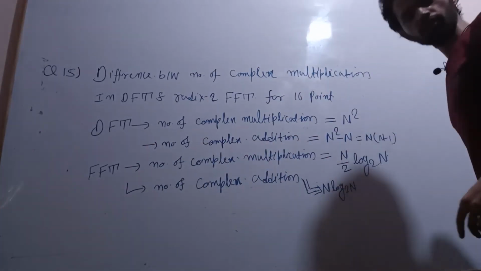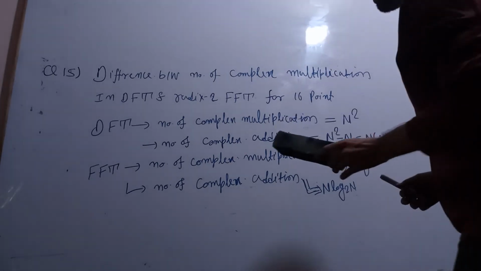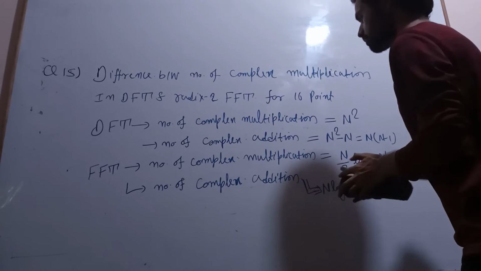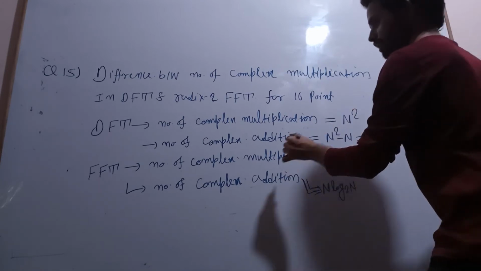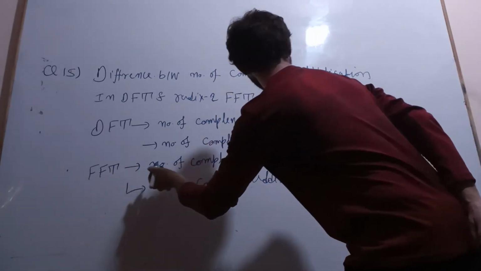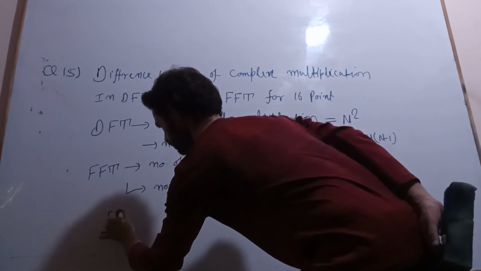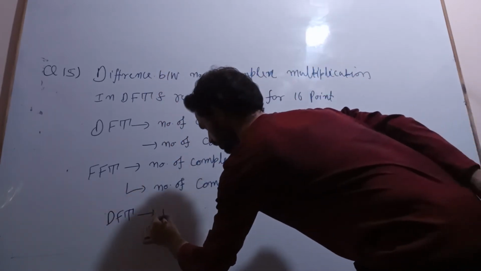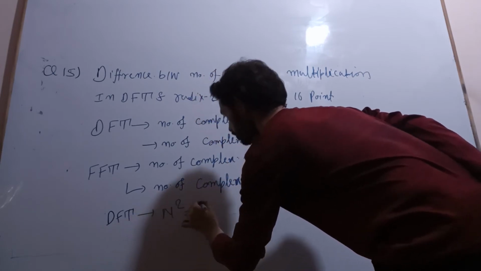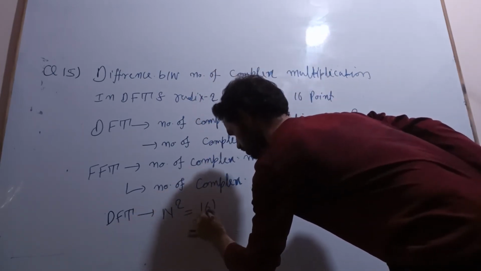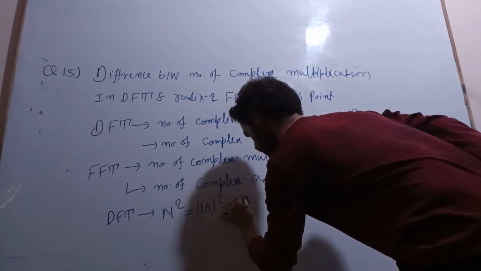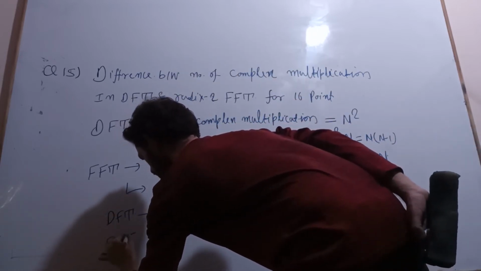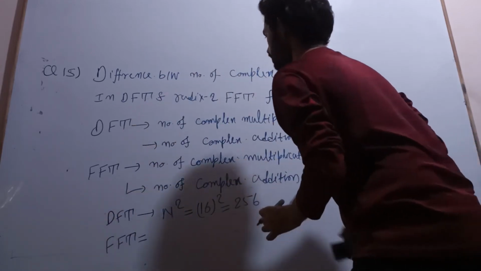So now he is asking about complex multiplication. For complex multiplication, how much? See here, n square. So for DFT, complex multiplication is n square, n is 16, so 16 square is equal to how much? 256.